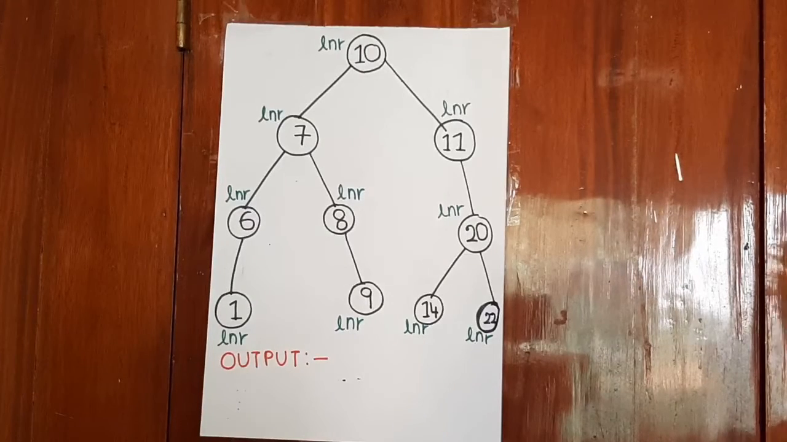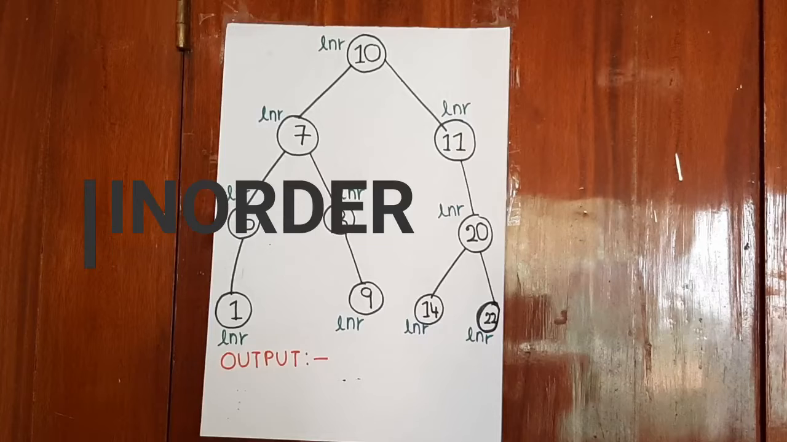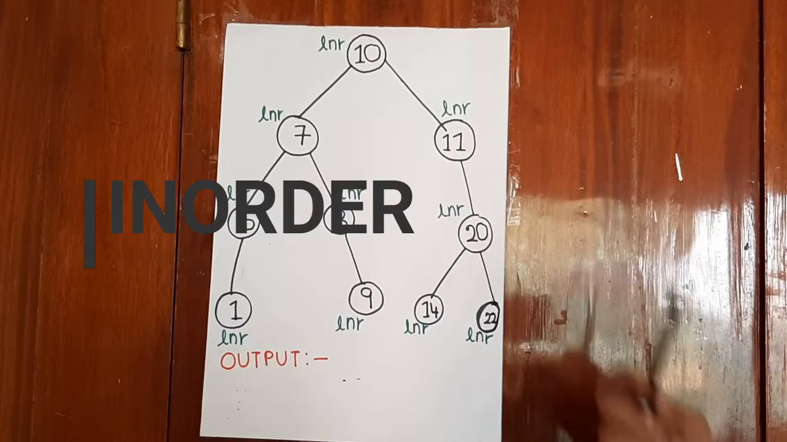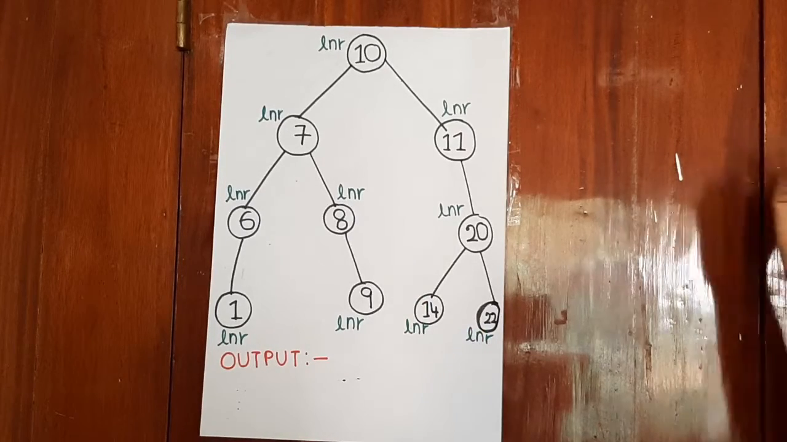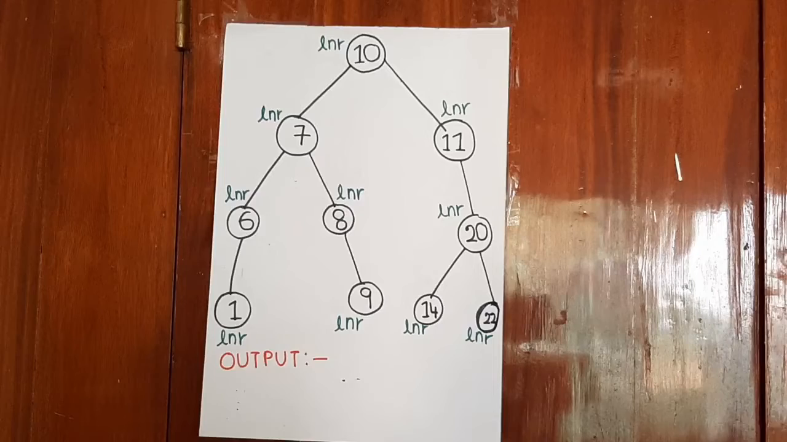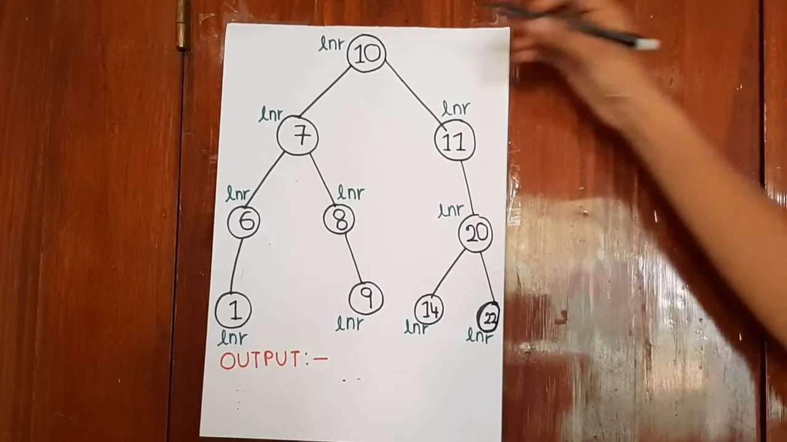Now we are moving to the second traversal method. It's in-order. I'm going to describe in-order by using the same example that I used in the pre-order method. In here, first I have to focus on the left side, after that the node, then the right side. So let's start from the beginning.